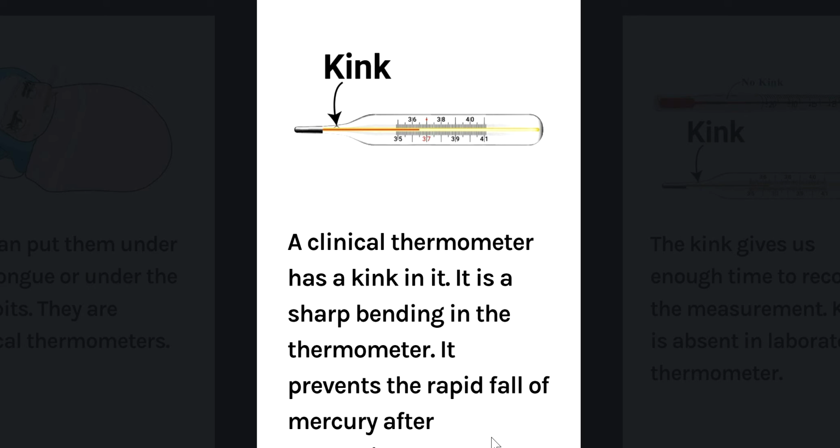A clinical thermometer has a kink in it. It is a sharp bending in the thermometer. It prevents the rapid fall of mercury after measuring the temperature. If a line is missing, I am reading it. It prevents the rapid fall of mercury after measuring the temperature.